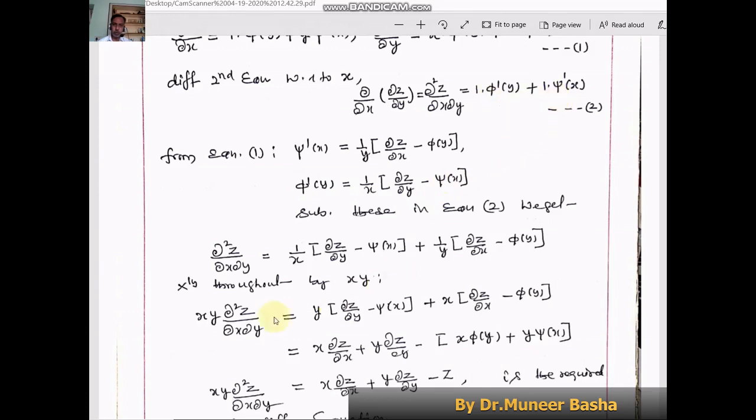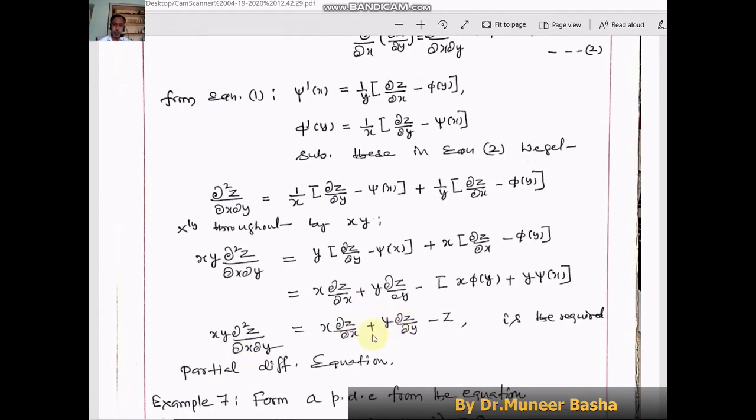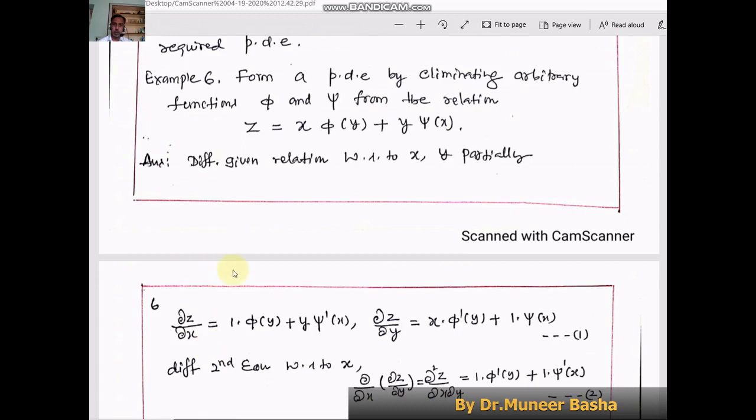Substitute here in this equation and simplify, or multiply throughout by xy. So you will get xy ∂²z/∂x∂y equals, I will come to this step, x ∂z/∂x plus y ∂z/∂y minus z. Why is this minus z? It is the value of xφ(y) plus yξ(x) from the given relation. Therefore this is the z value. So finally this is the required partial differential equation from the given relation z equals xφ(y) plus yξ(x).